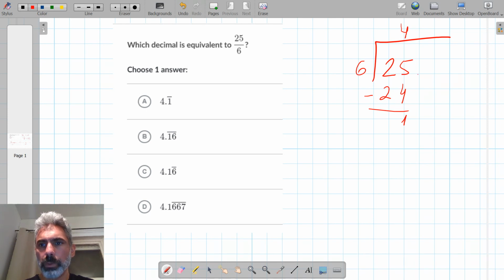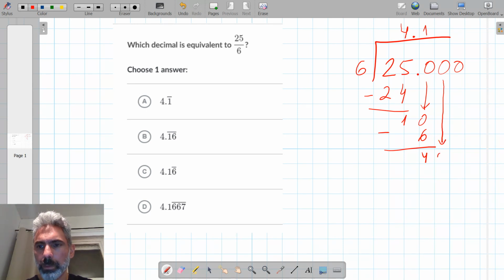So now I put here a decimal point and a couple of zeros, and a decimal point here in the answer, and bring down 0. 6 goes into 10 one time. 1 times 6 is 6. Subtract, and 4 remainder. Then I bring down 0.